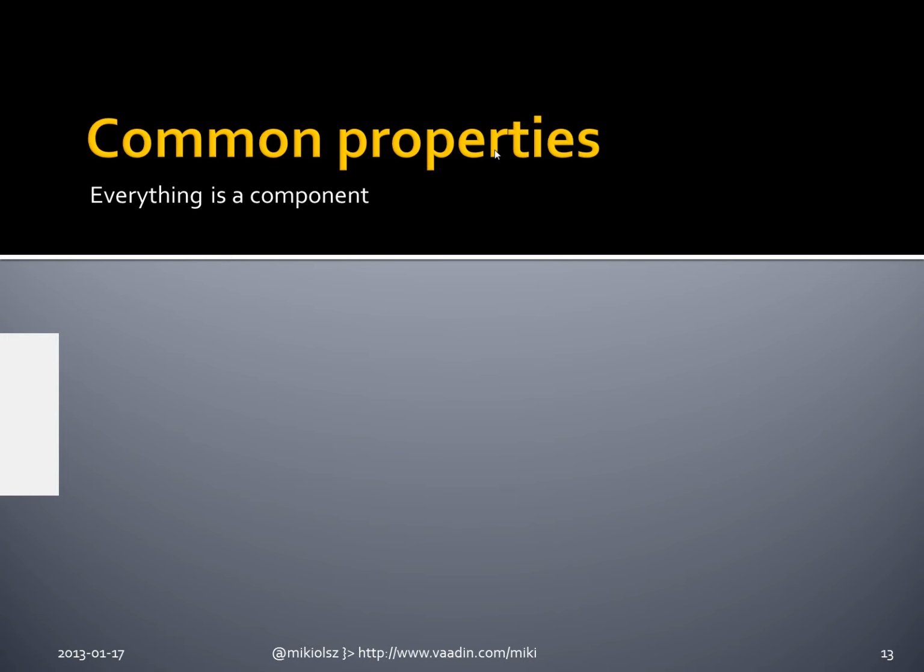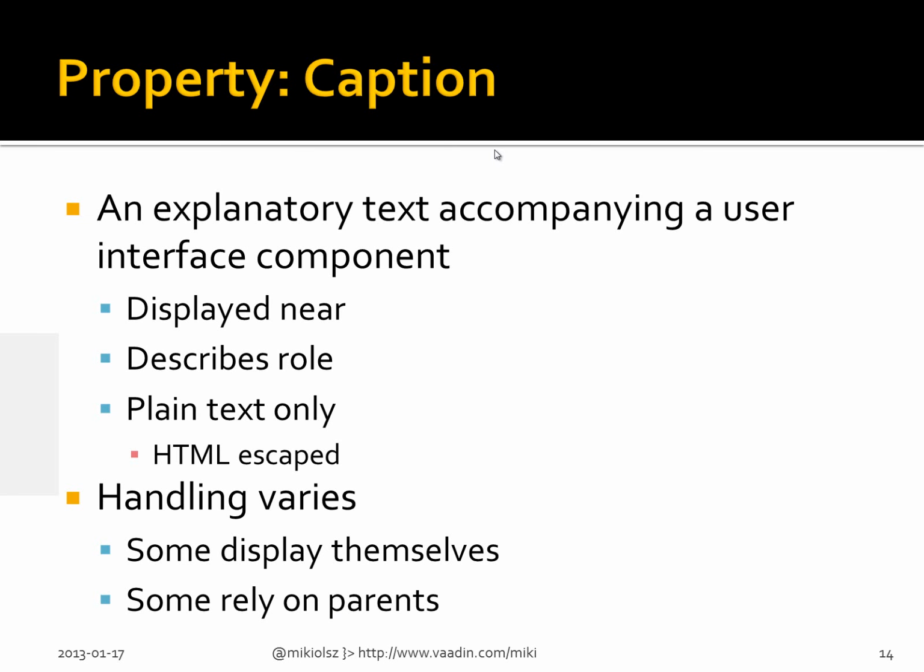So now component properties, these are common to all components. So every component in Vaadin will have them. So the most important property is a caption, which is by definition an explanatory text that accompanies a user interface component. So that's anything that is displayed near the component or within the component itself. And it's plain text, so you cannot use rich text formatting or HTML there.